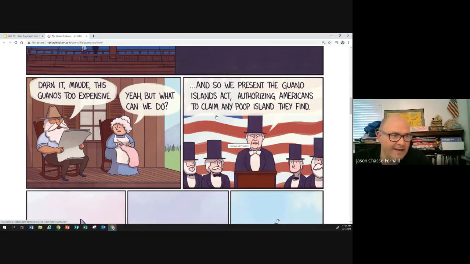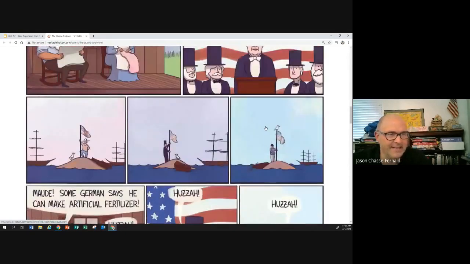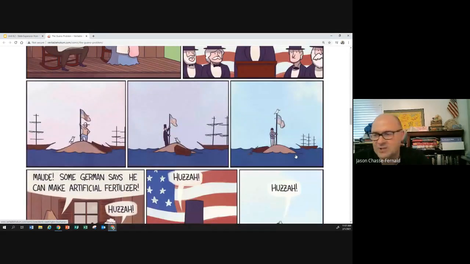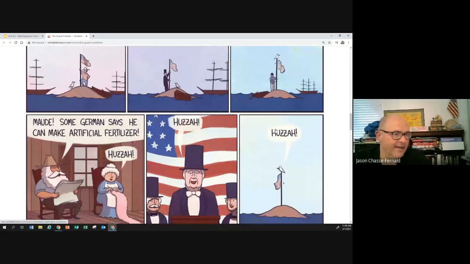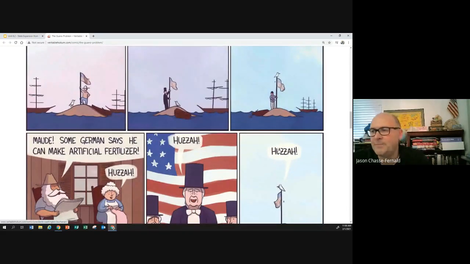William Seward is going to push through what becomes known as the Guano Island Act, or the Guano Acts, which gives any American the right to claim an island if it has guano on it, anywhere on the planet, if it's not already claimed. But eventually this phase will pass.